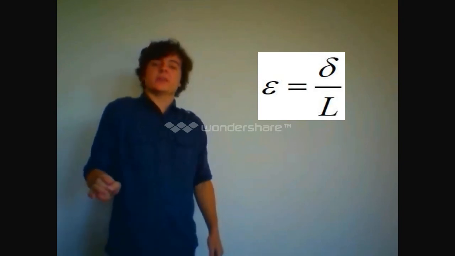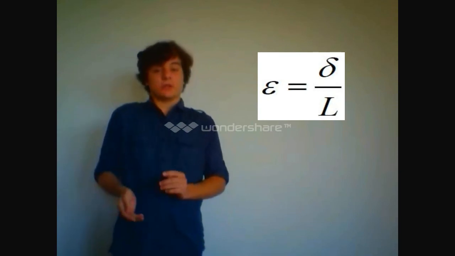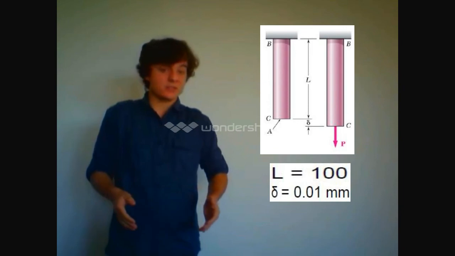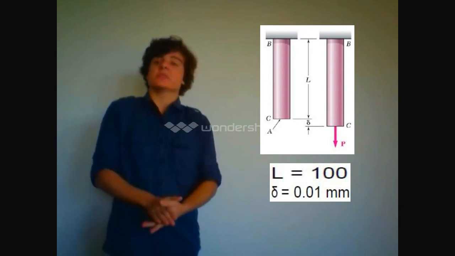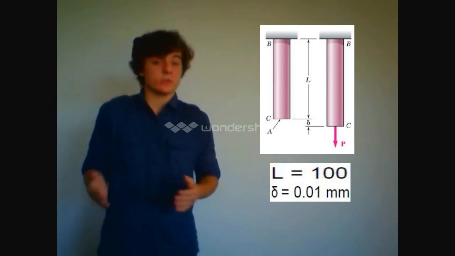Normal strain is defined as the deformation per unit length of a member under axial loading. Normal strain is dimensionless, but can be expressed in several ways. This diagram here shows a material with an original length of 100 millimeters, which is deformed by 0.01 millimeters. Therefore, the normal strain is equal to 0.01 divided by 100.